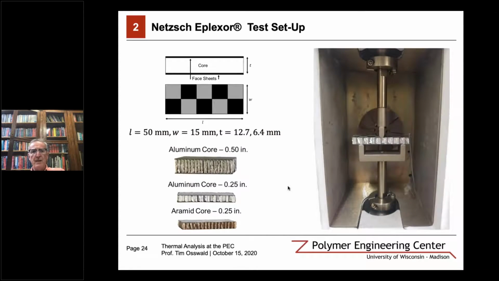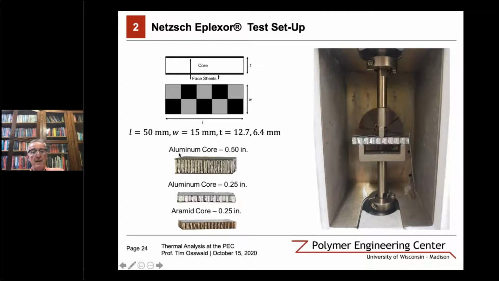And so we again use the Eplexor to do a DMA analysis. First of all, they're relatively large parts. You can see the length of these is 50 millimeters. The thickness, we have two different thicknesses, 12.7 and 6.4 millimeters. But to test this requires quite a bit of force, and a regular DMA would not be able to do it. Here we require much larger forces.